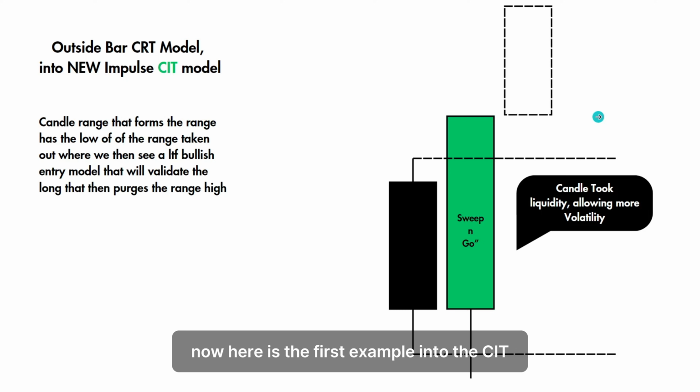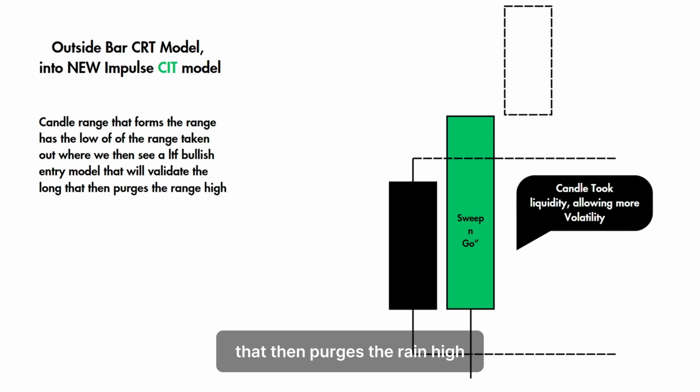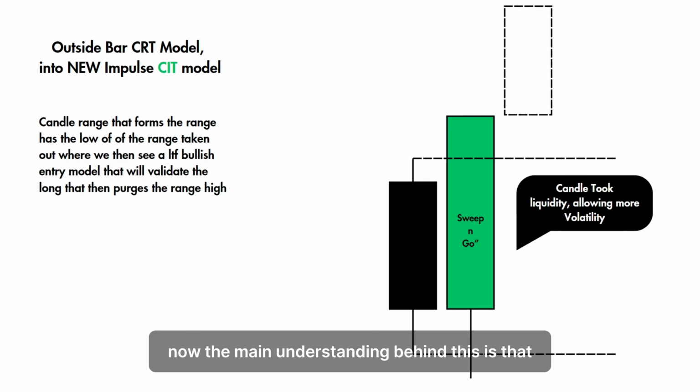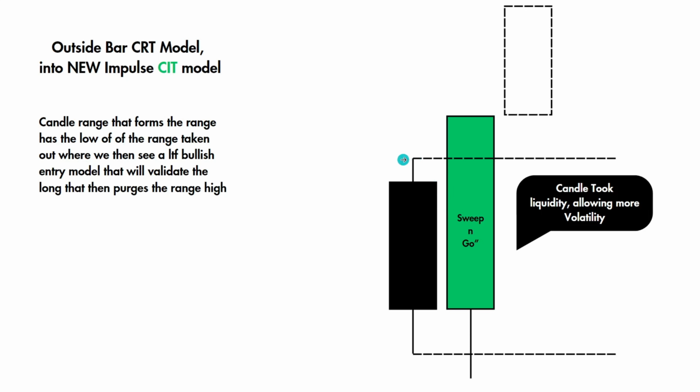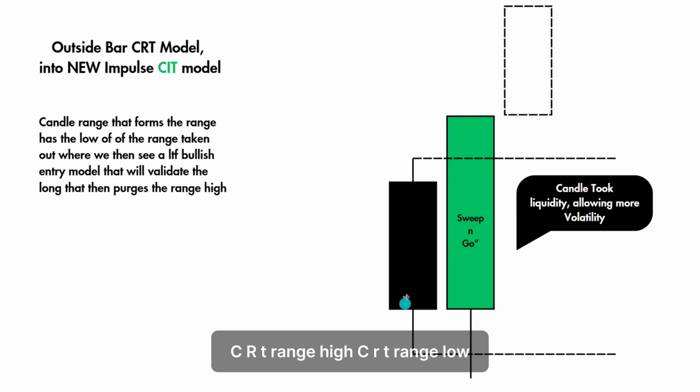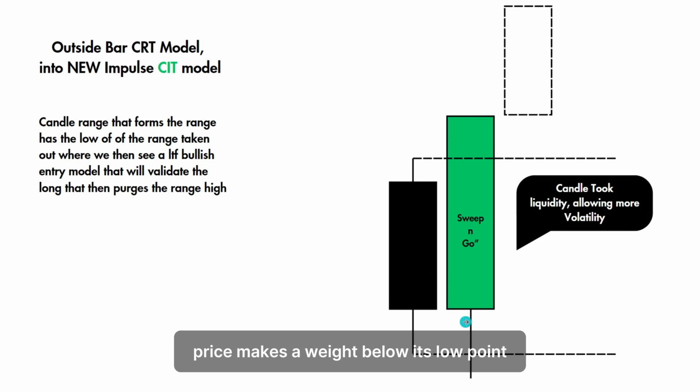Now, here is the first example into the CRT. Now, the candle range that forms the range has the low of the range taken out, where we can then see a lower time frame bullish entry model that will validate a long that then purges the range high. Now, the main understanding behind this is that, let's first understand that this is a normal CRT happening right over here. CRT range high, CRT range low. Price makes a wick below this low point and then starts to make a bullish move to the upside, okay?